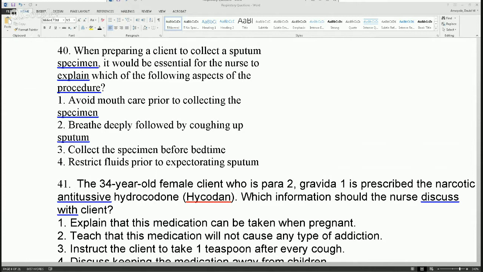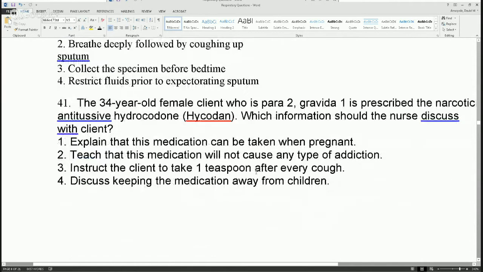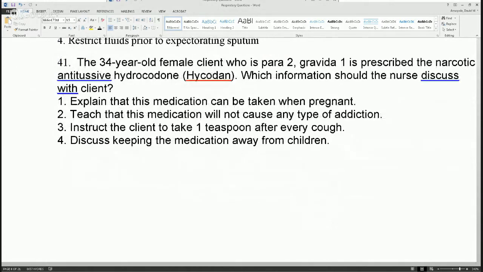How about 2? It is 2. Breathing deeply should be followed by coughing up of sputum. Mouth care should be offered prior to collecting a sputum specimen. The specimen should be collected in the morning, and fluids encouraged before coughing up the specimen. All right, Robert, you got that one wrong.